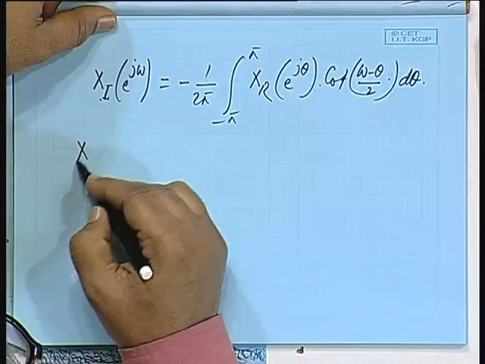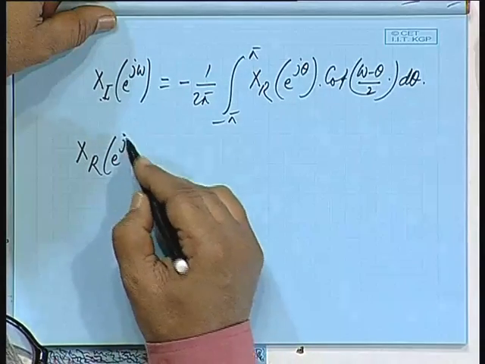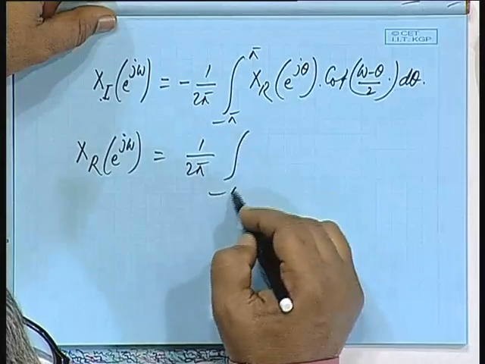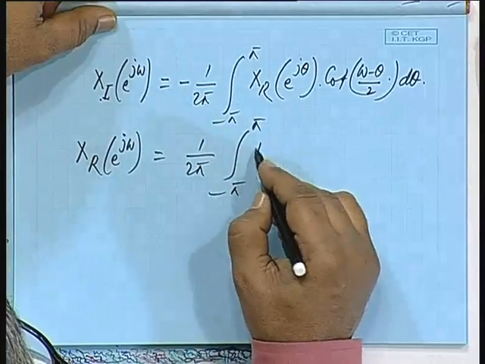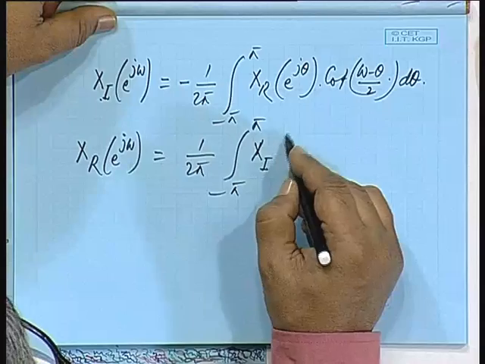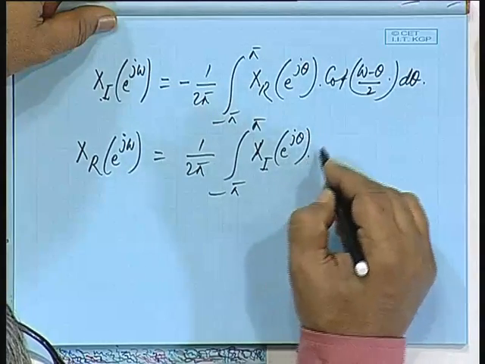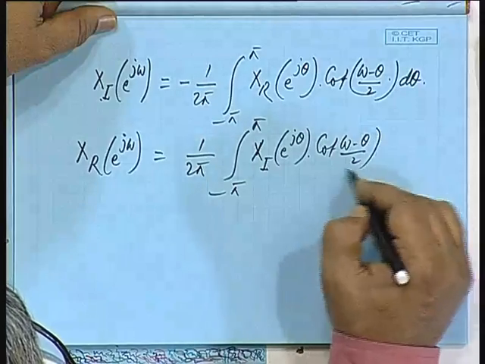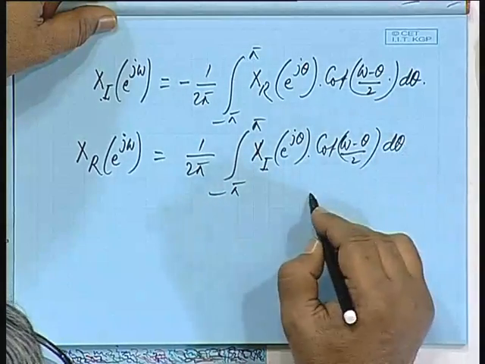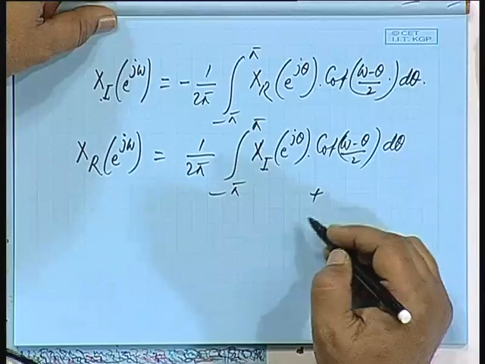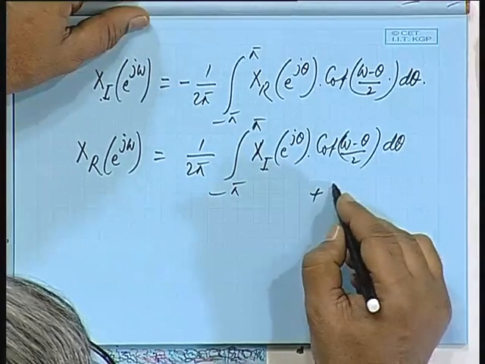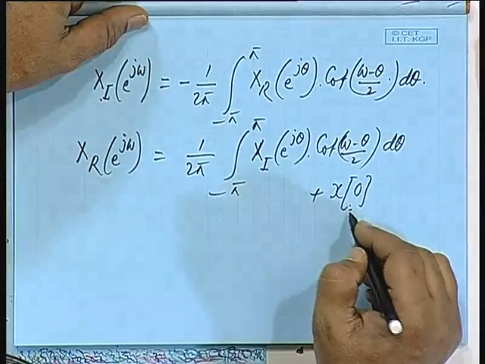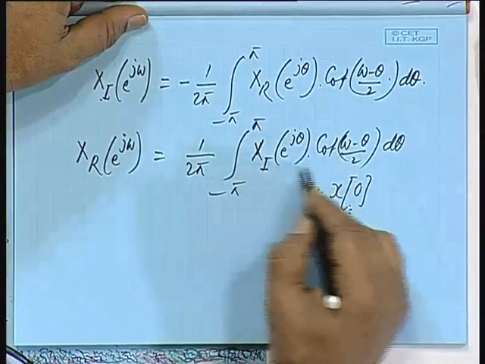Similarly, the real part was computed from the imaginary part, from this: X_I(e^{jθ}) cot((ω−θ)/2) dθ, plus what is missing in the odd part, the initial value x[0], all right. So, this is additional information that has to be known a priori, and you can use it with the imaginary part.